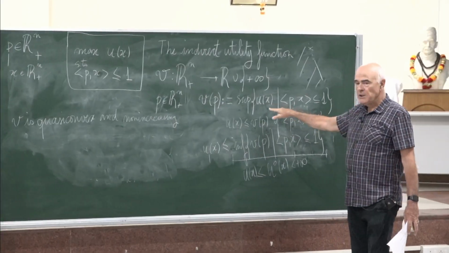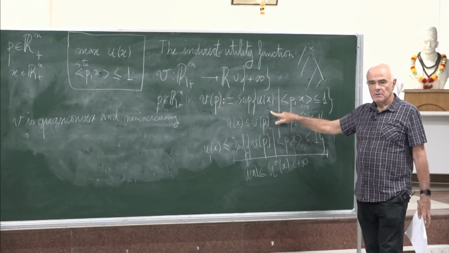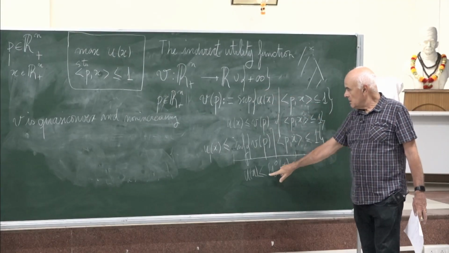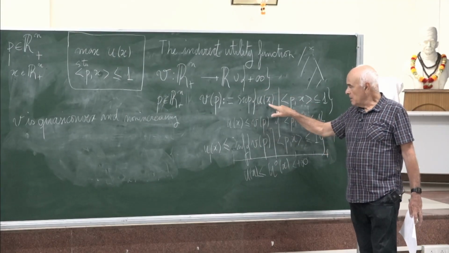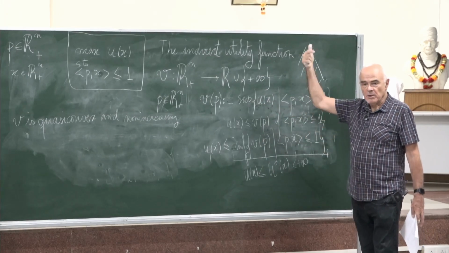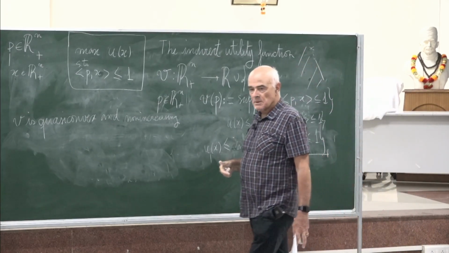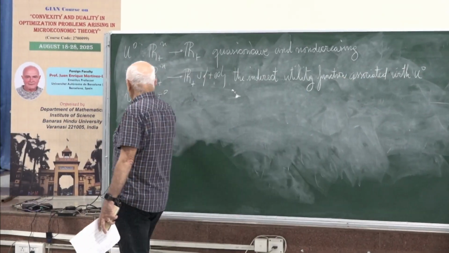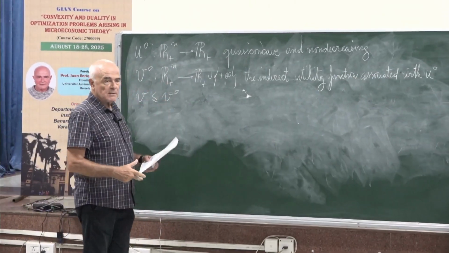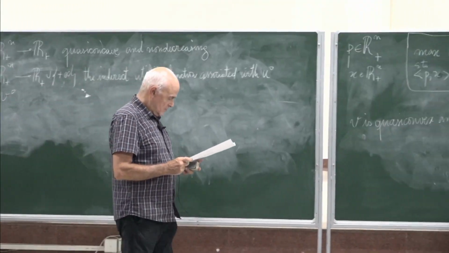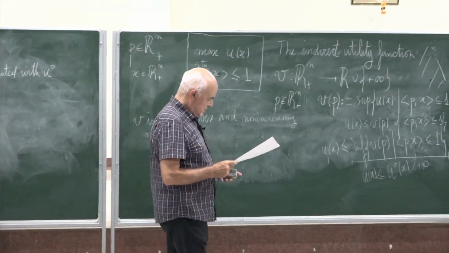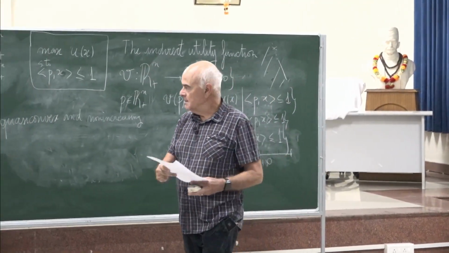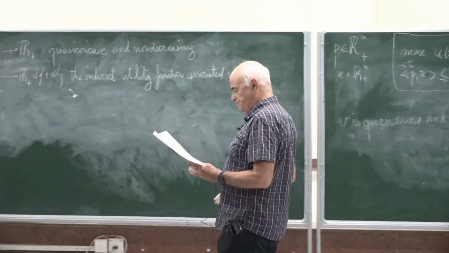So look at the definition of the indirect utility function. If you replace U with U naught, because U naught is larger, you have a larger objective function here, the supremum increases. Do you agree? So the obvious inequality is this one. But we are going to prove very easily that equality holds.